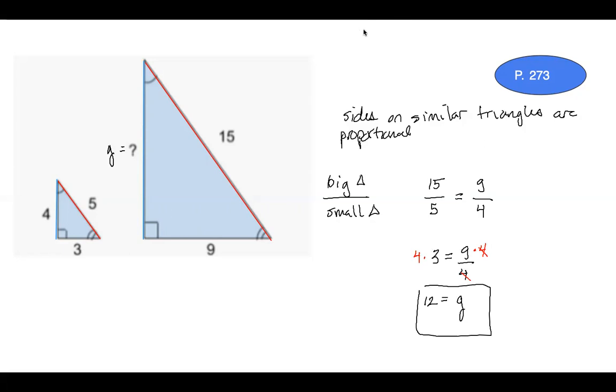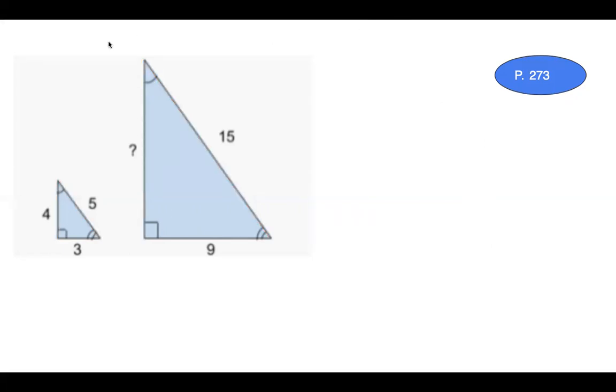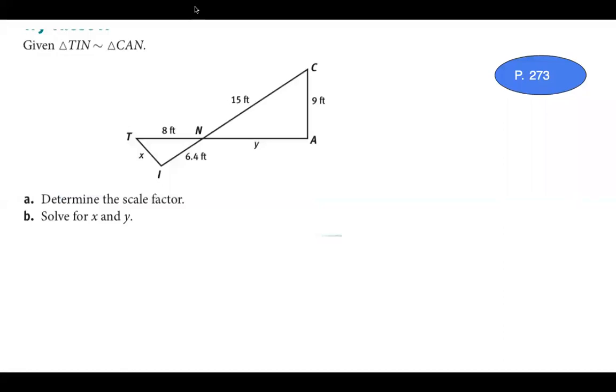Let's do another one. All right, this is from your book. It's on page 273 in your book. Now here, it's not so obvious what my corresponding sides are. They're asking for the scale factor and to solve for x and y. To find the scale factor, I need two corresponding sides where they are both numbers. These triangles are twisted and turned. So I'm going to use my similarity statement to help me figure out what the corresponding sides are.